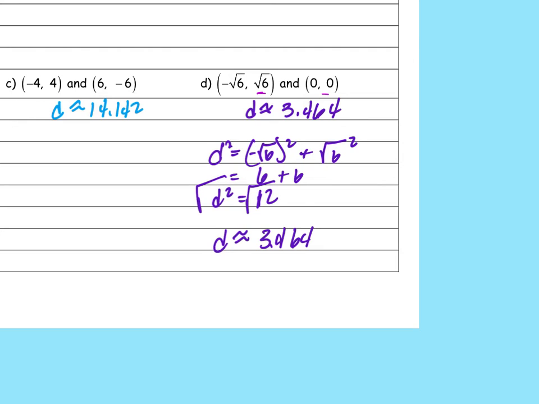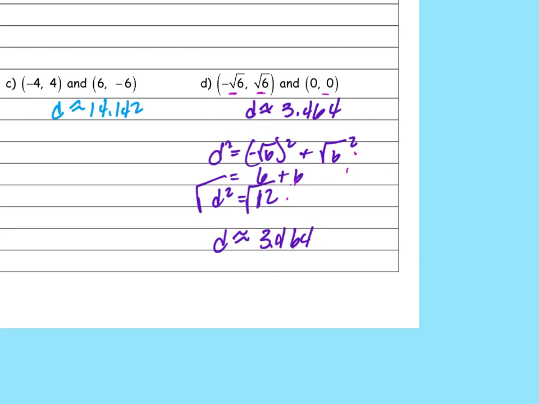And the distance between negative square root of 6 and 0 is the square root of 6, right? So then I square it. What's the square root of 6 squared? 6. So then 6 plus 6 is 12, and the square root of 12 is 3 point whatever it is. Are you okay with that now? Yeah. Sorry, I was talking too fast.